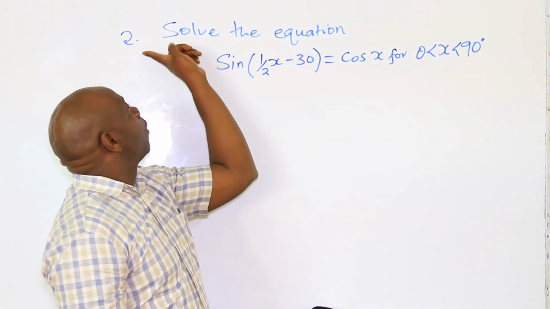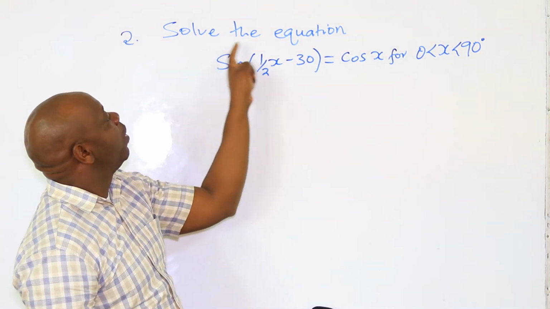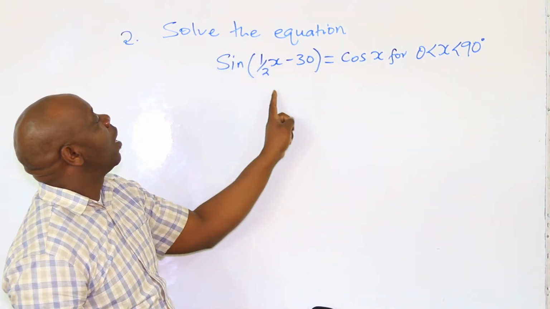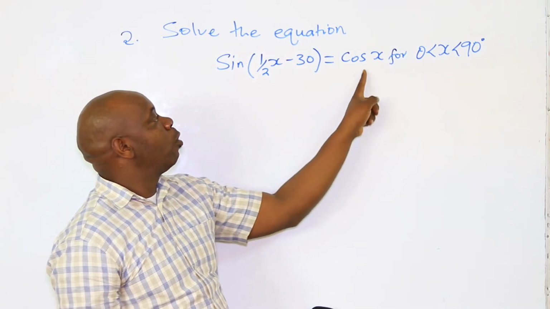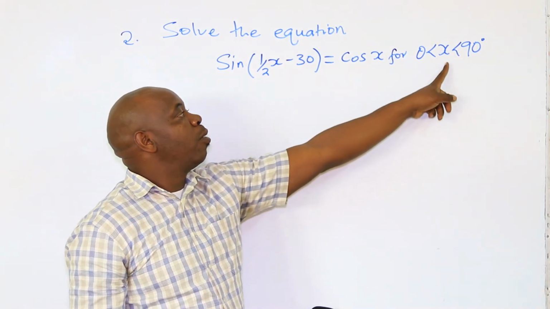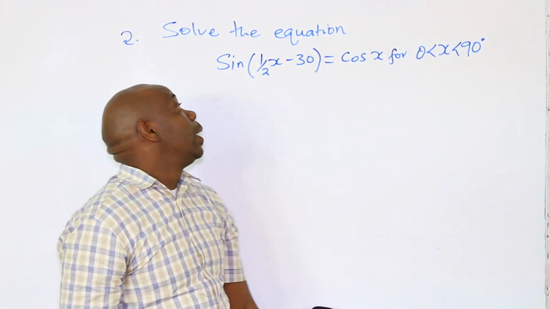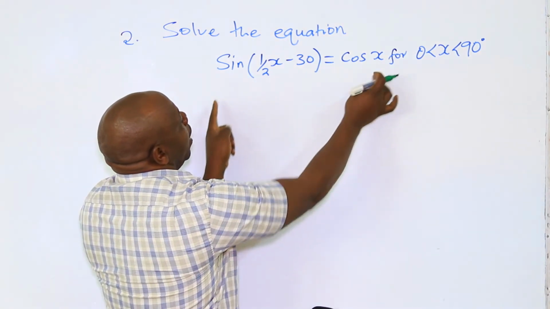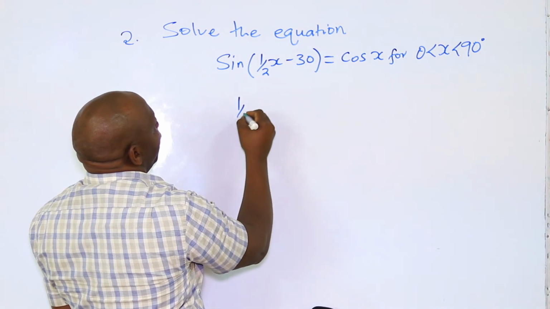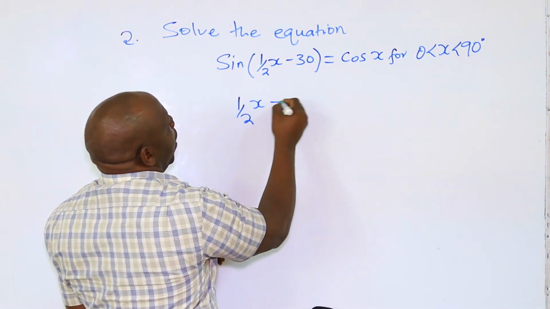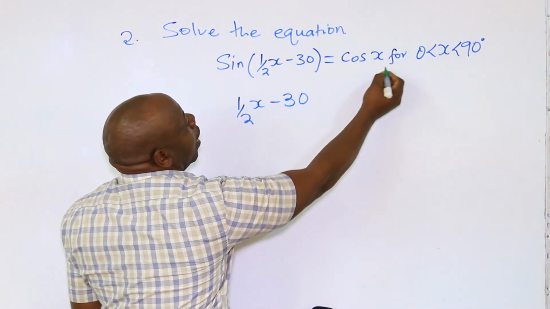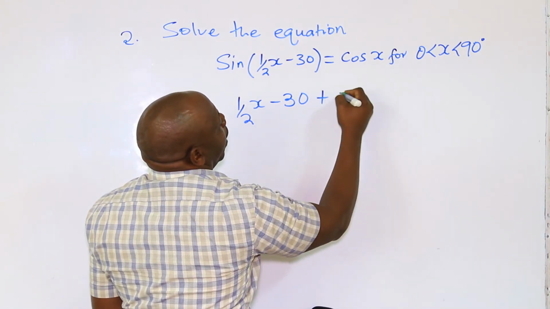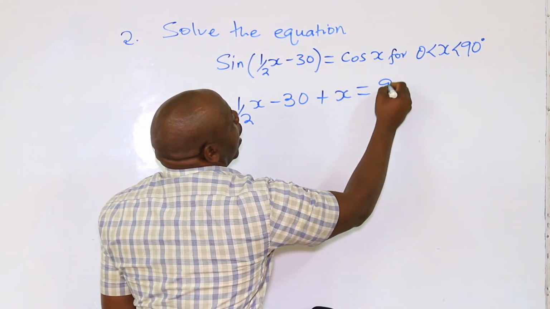On to question number 2. You've been told to solve the equation sine of (a half x minus 30) equals to cos of x for x between 0 and 90. When you are given an equation like this one here, we say a half of x minus 30 added to x should give you a 90.